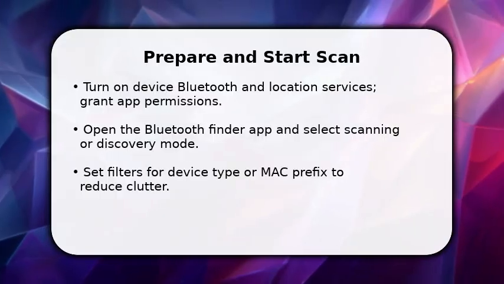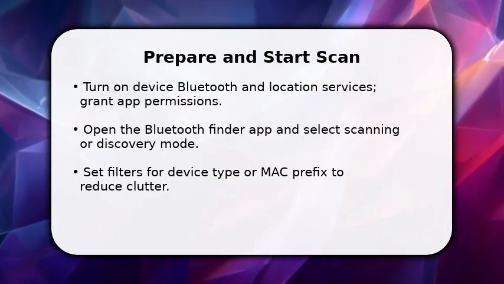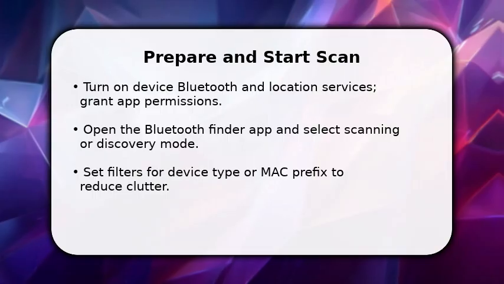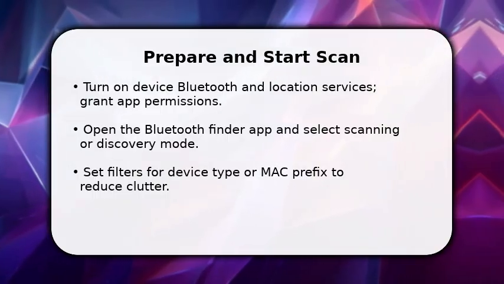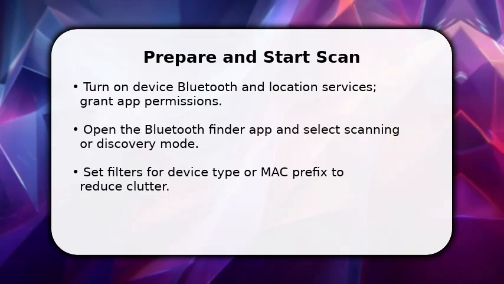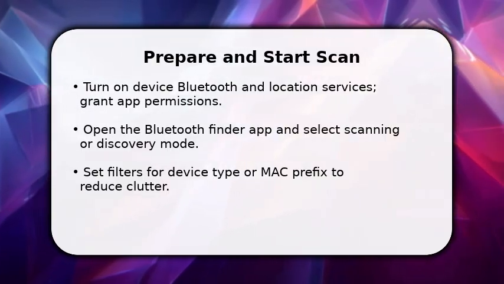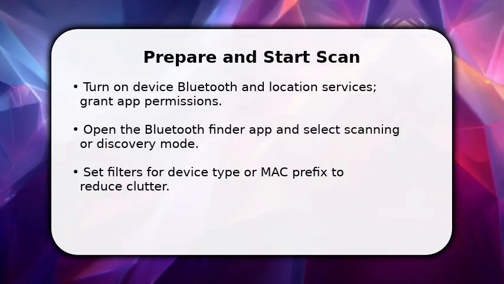You begin by enabling Bluetooth and location on your phone, then grant the app any requested permissions so scans are accurate. Once done, open the Finder and start a full scan. You want live results immediately. Make sure to apply a device filter if you know the type or MAC prefix to cut down noise.